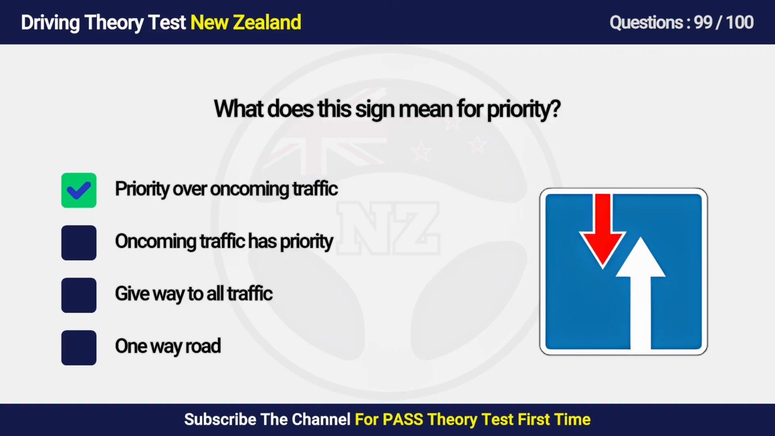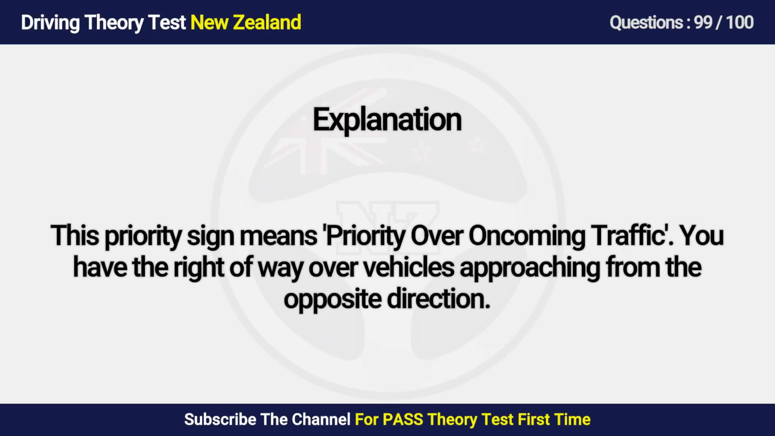Answer is A. Priority over oncoming traffic. This priority sign means priority over oncoming traffic. You have the right of way over vehicles approaching from the opposite direction.